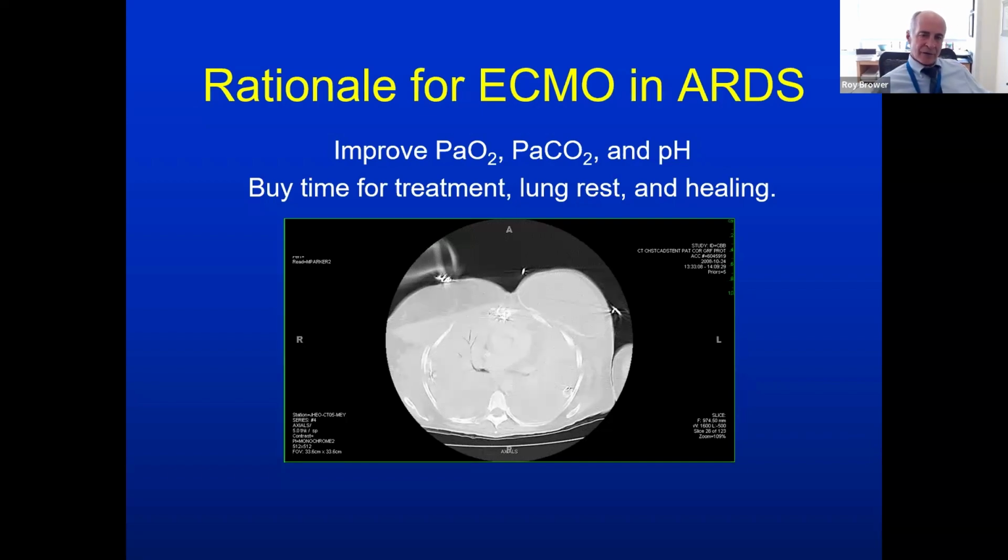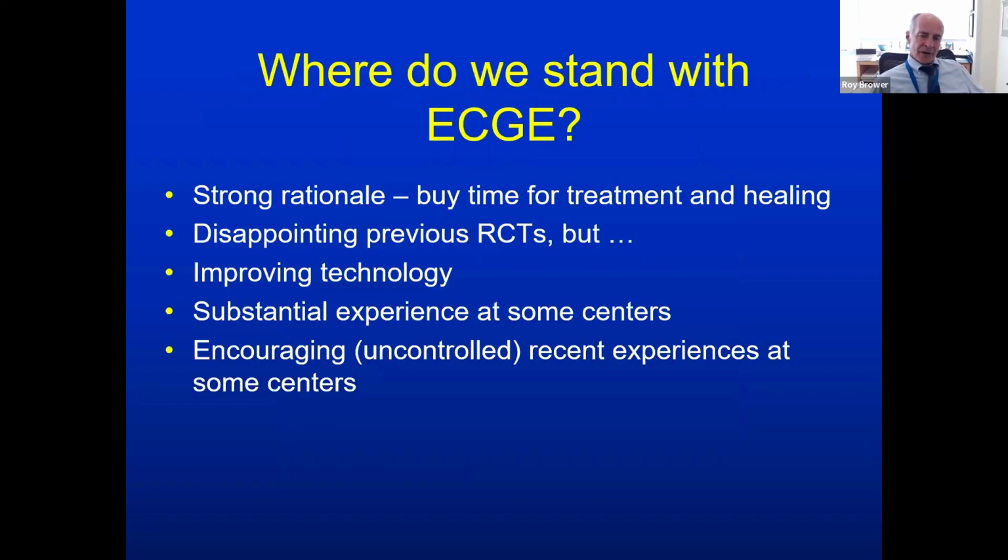The rationale for extracorporeal membrane oxygenation in ARDS. With ECMO, we can improve arterial oxygenation and carbon dioxide removal. We buy time for treatment. We can ventilate the lungs more gently, promote healing. There's a strong rationale for this. But there were many disappointing previous randomized trials. On the other hand, the technology is improving. There's substantial experience at some centers. And usually when you do something repeatedly, you get better at it. And there are some encouraging, uncontrolled recent experiences at some centers.